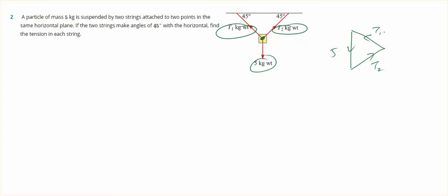I need to find what the internal angles are. To do that, we can look at the original diagram. I can see that T1 and the horizontal, the ceiling, makes a 45-degree angle. Now, I can imagine that there's a ceiling here. If that's 45 degrees, and you know that the 5 is vertical, it means that this has to add up to 90 degrees because it's a right angle. So that has to be 45 degrees. Similarly, that has to be 45 degrees.